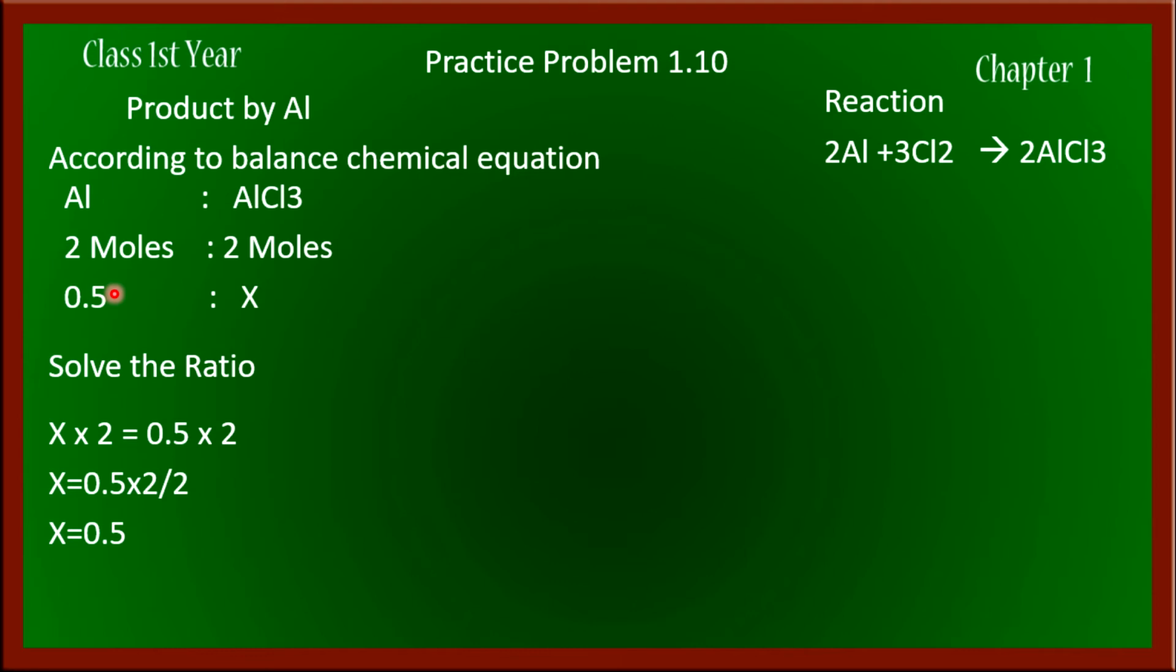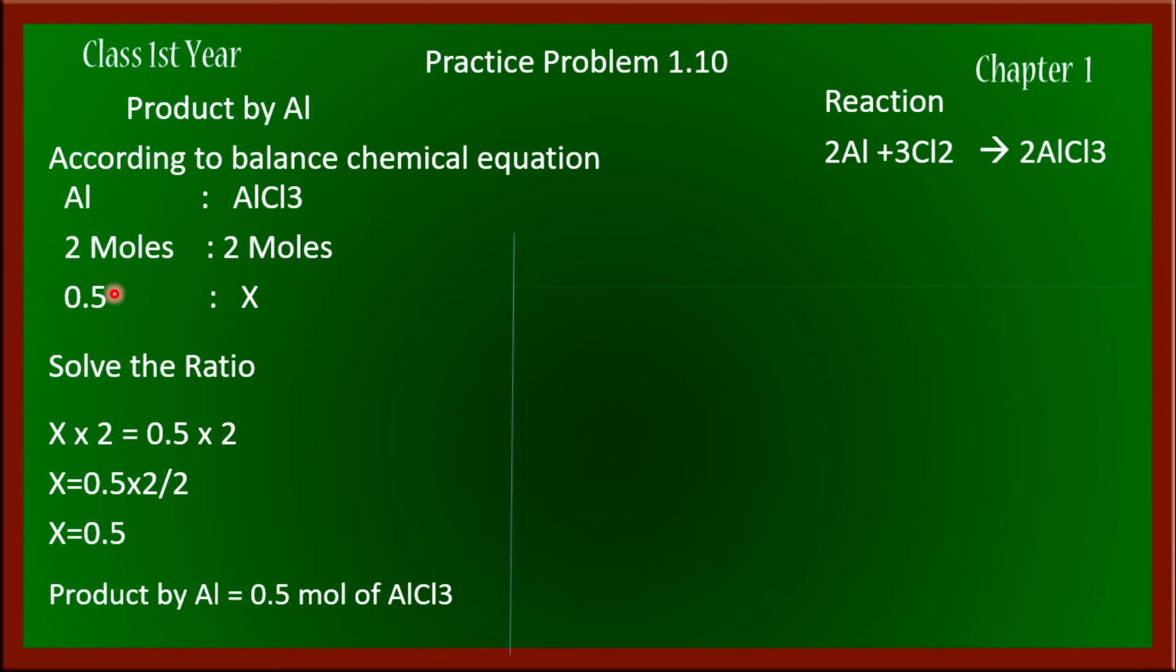x will be equal to 0.5 multiplied by 2 divided by 2, and x is 0.5, and x was our product that was formed on the basis of aluminum. So aluminum produces 0.5 moles of aluminum chloride.